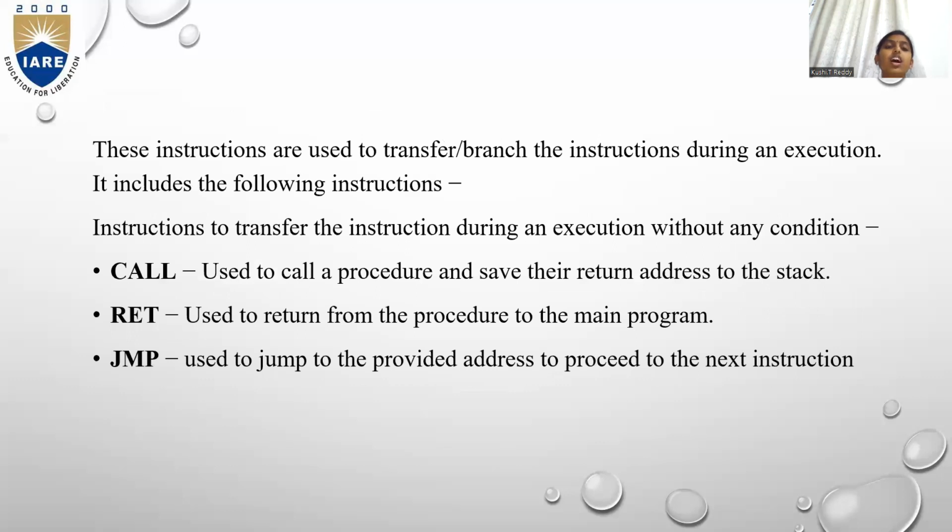And the next one is the branching instruction set. These instructions are used to transfer or branch the instructions during execution. It includes the following instructions: CALL is used to call a procedure and save its return address to the stack. RET is used to return from the procedure to the main program. And JMP is used to jump to the provided address to proceed to the next instruction.